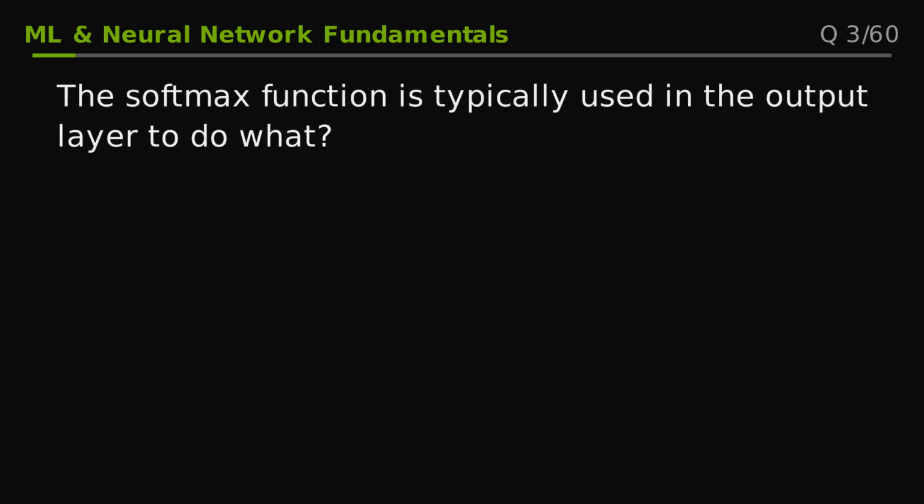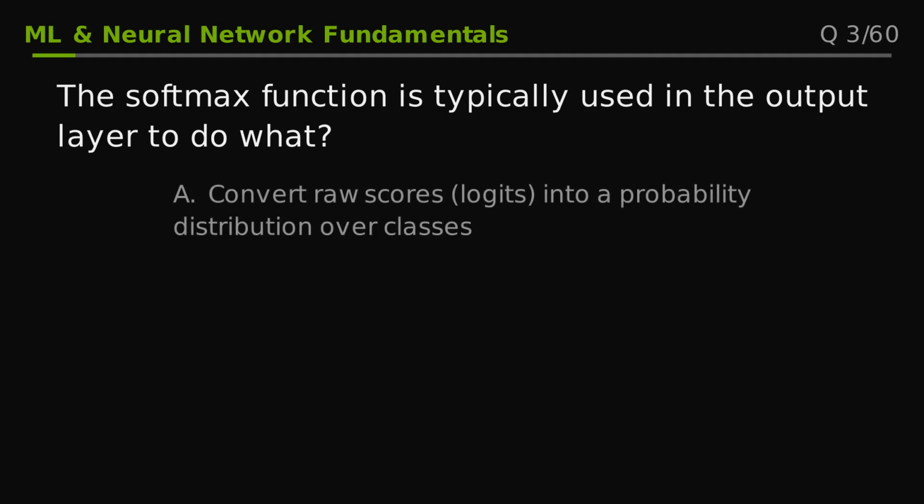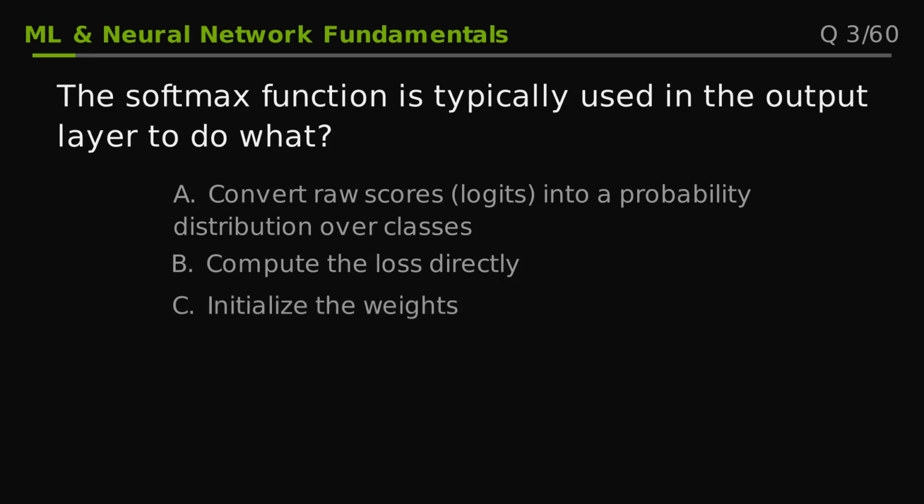Question 3. The softmax function is typically used in the output layer to do what? Option A. Convert raw scores, logits, into a probability distribution over classes. Option B. Compute the loss directly. Option C. Initialize the weights. Option D. Tokenize the input.